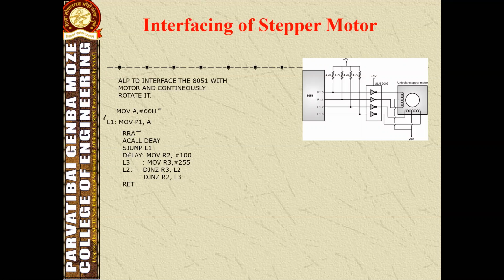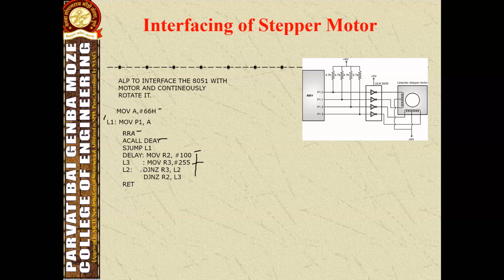So what is the delay? This is the delay. Here we call the delay, and this is the delay program that decides what amount of delay it will produce. Here we are moving the immediate value 100 into register R2, and then moving 255 into register R3. We are loading some value into register R2 and register R3.